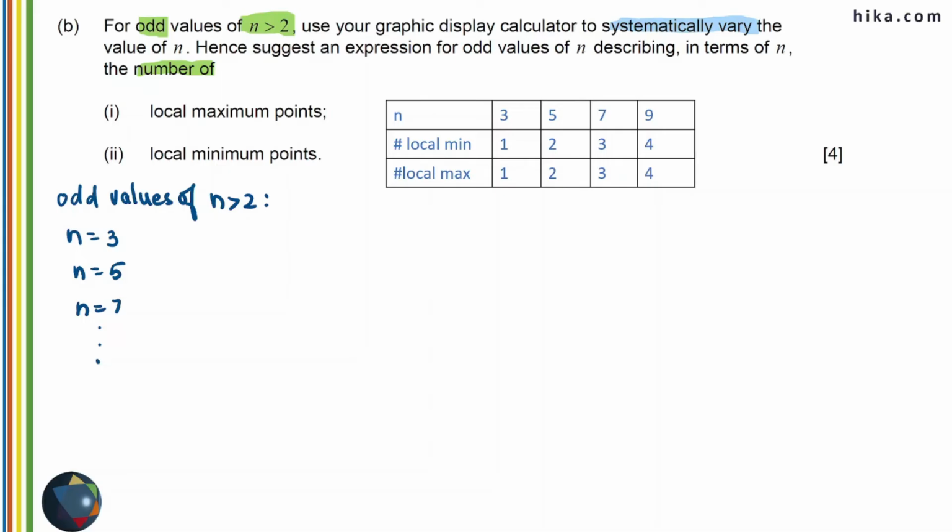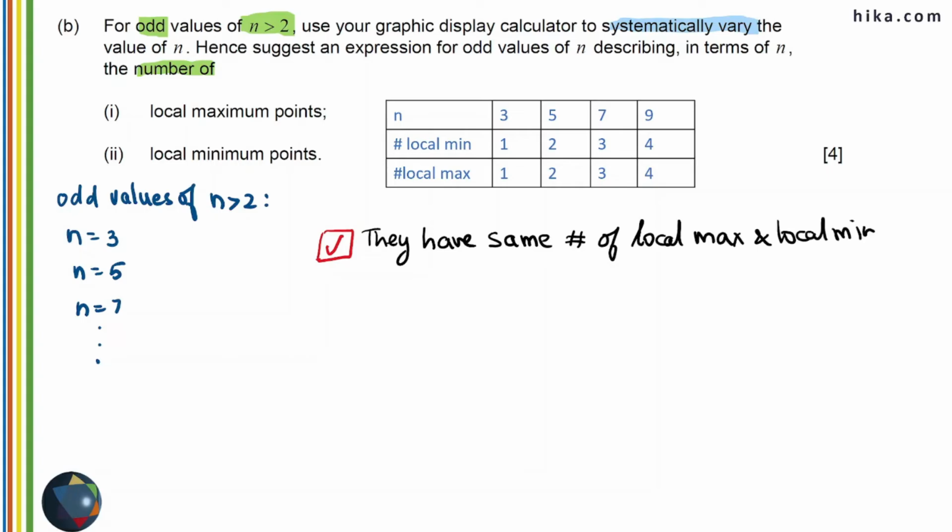Check your graphing calculator or the sketch again and see if you have got the same number of maximum and the same number of minimum points here. And you can check that all these functions have the same number of local maximum and the same number of local minimum points when n is odd. So that is the observation you could do in this place.